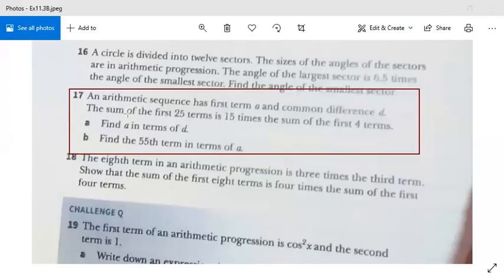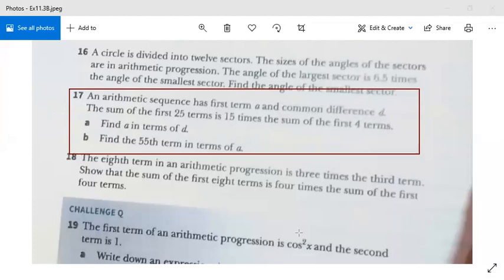Question number 17 is about the arithmetic series has first term a and common difference d. The sum of the first 25 terms means S25 is 15 times the sum of the first four terms S4. Okay, we have to find a and d.